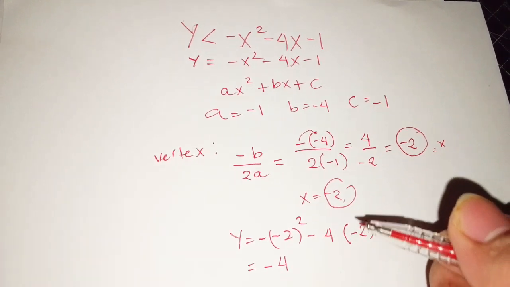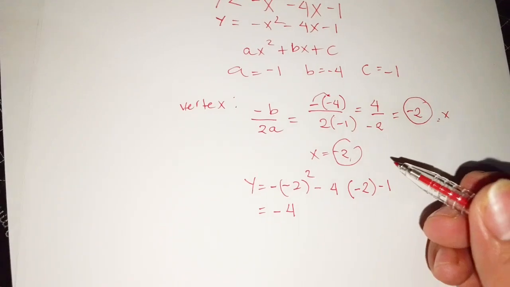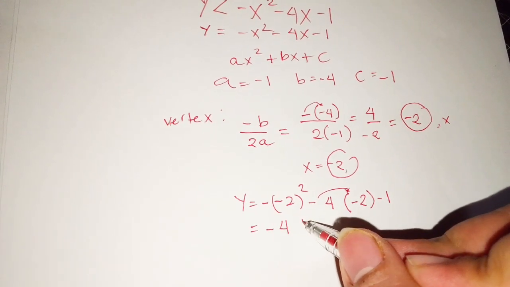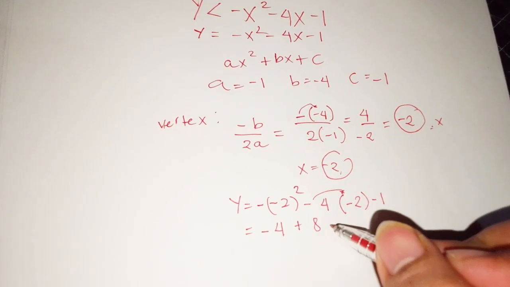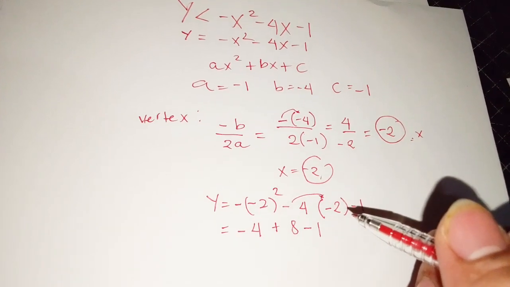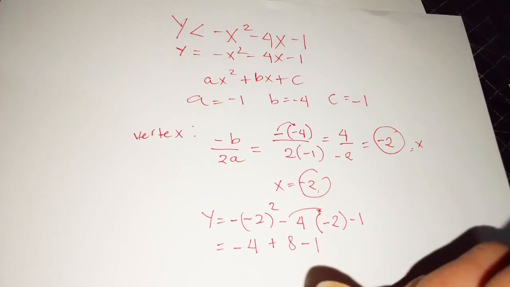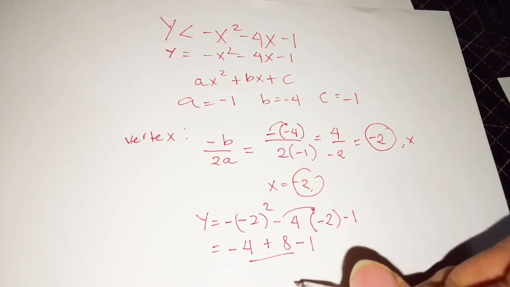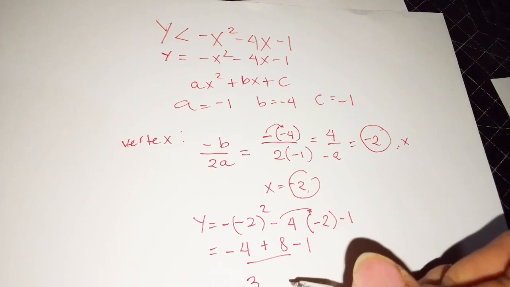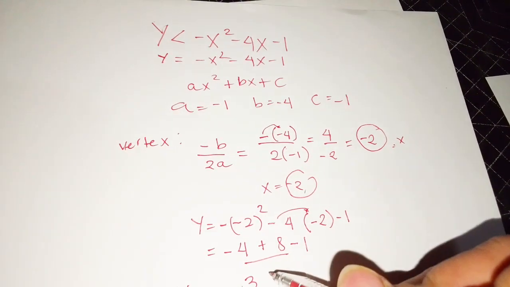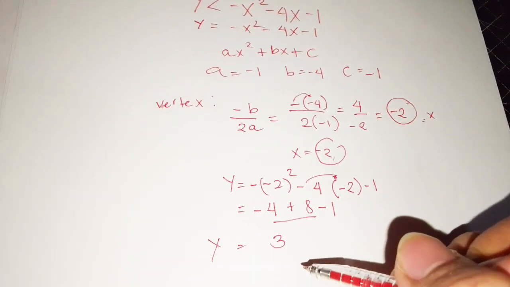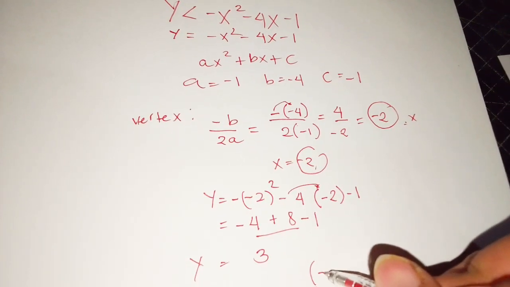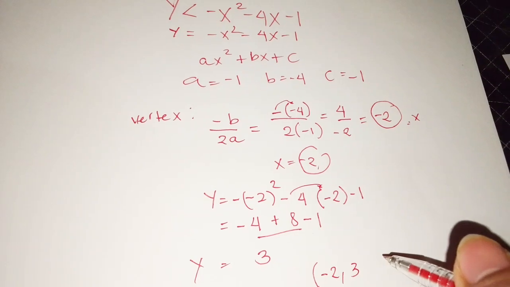Negative 2 squared is 4, but you have the minus sign outside, so you copy negative 4. Then negative 4 times negative 2 is positive 8, minus 1. Negative 4 plus 8 is 4, minus 1 is 3. The answer is 3, so the value of y is 3. In short, you have the value of x earlier, negative 2, and your y now is 3. So negative 2 comma 3.